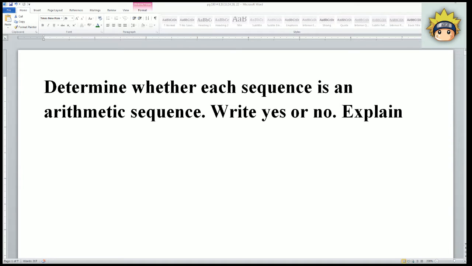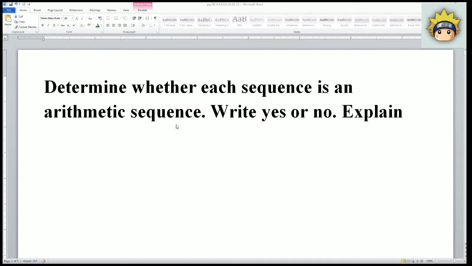This is the homework solution for page 193's problems 8, 10, 13, 14, 18, and 22. We have the first ones up, now 8 and 10. It asks us to determine whether each sequence is an arithmetic sequence. Write yes or no and explain.